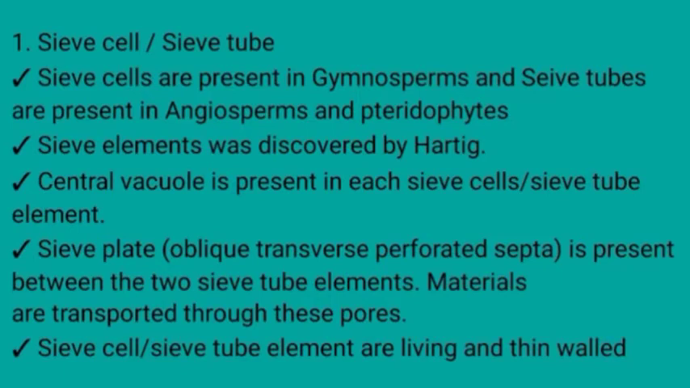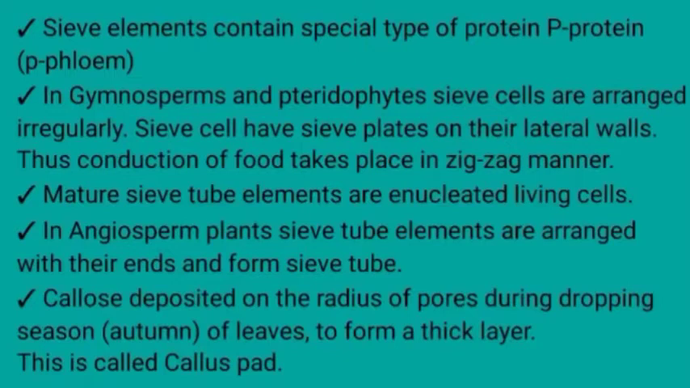Here you have to remember, sieve cells and sieve tubes are collectively called sieve elements. Sieve cells are present in gymnosperms and sieve tubes are present in angiosperms and pteridophytes. And one more thing you have to remember, sieve cell or sieve tube both are living and thin-walled. Sieve element contains a special type of protein which is called P protein. P stands for phloem protein.